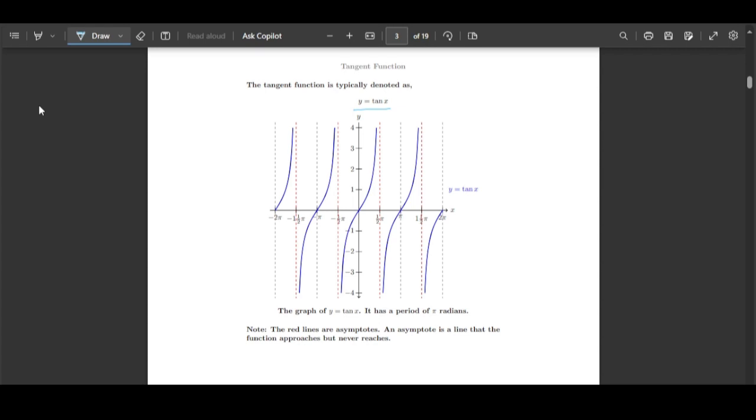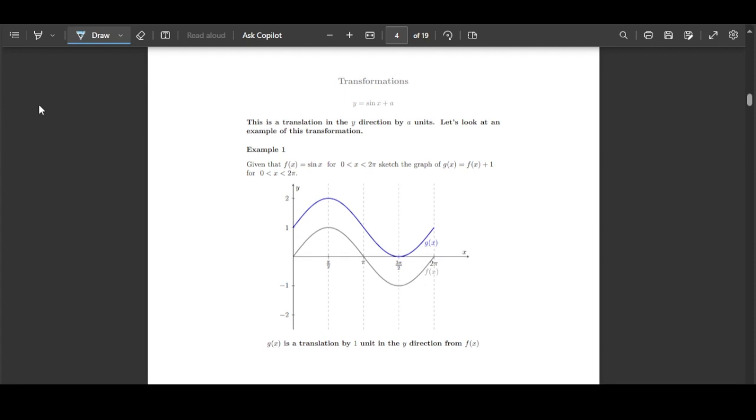Now this graph is a bit different because it has these little red lines that are dotted. We call those asymptotes. At these points, the graph of tan x is not defined. And if you check on your calculator, if you substitute these values, for example, y equals tan of negative half pi, you will get an error. So at these points where we have these red dotted lines, the graph of tan x is undefined, and the graph of tan x repeats every pi radians, which means it repeats every 180 degrees.